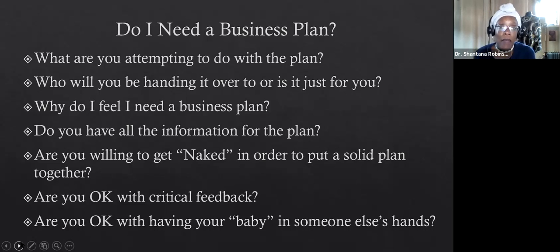So for some people, the sticking point is that they don't have all of the information together for their plan. Be mindful, you don't have to rush through a business plan. You never want to try to put it together all in one day because there are so many different components that you're going to run into. So you definitely want to make sure that you're mindful of that.